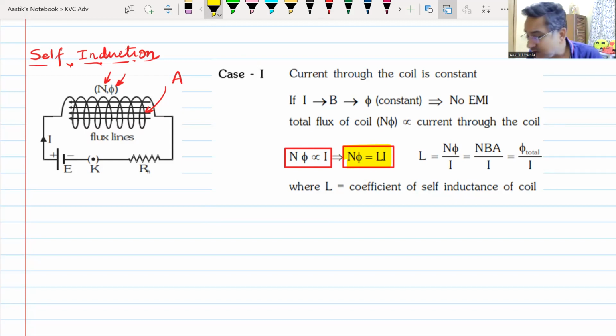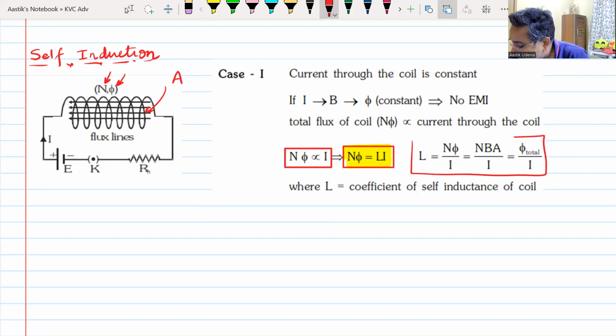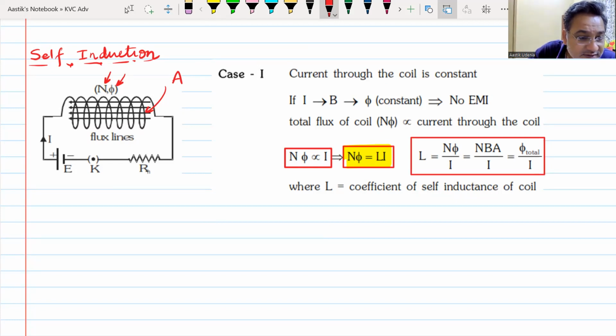So L is a constant, or you can write L as n phi by I, or you can write L as n into B into A into cos theta, where theta is 0, by I, or you can write it as total flux divided by total current. Yes or no? Yes, sir. This L is known as the self-inductance of the coil. Do we understand this? Yes.